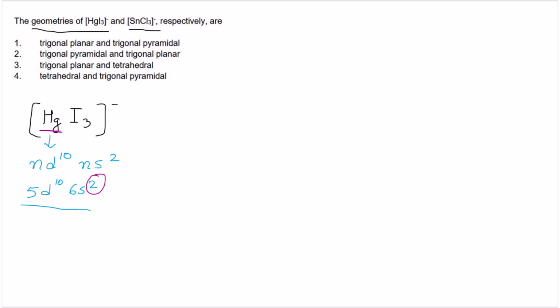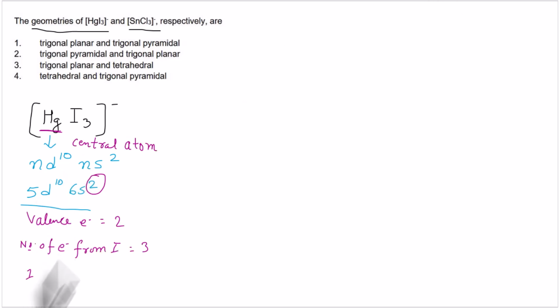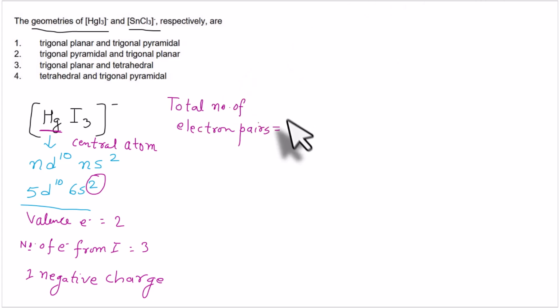Now what about the electrons gained from iodine? So we have 3 iodines bonded to Hg here, so 3 electrons from iodine. And then we have one negative charge also in this complex. That will also be counted while counting the total number of electron pairs. So how many do we have? We have 2 from mercury, 3 from iodine and 1 negative charge. So we have 6 electrons.